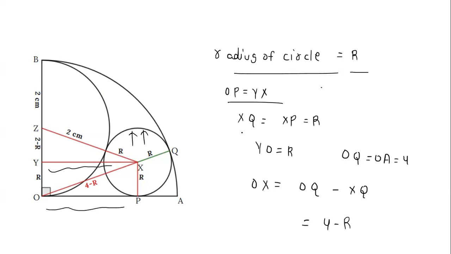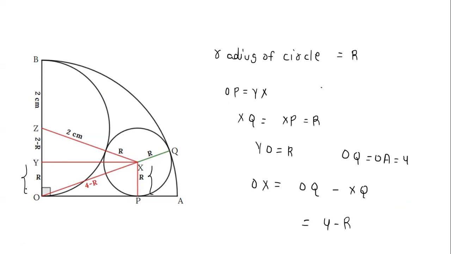And this XQ and XP are both equal to the radius, because X is the center of this circle and Q and P points are lying on the circle, so both distances are equal to the radius. From the center to any point on the circle, the distance is equal to the radius, we know. Now you also see that if this is R, then this is also capital R, because both distances are the same. So this YO is also equal to the capital R.